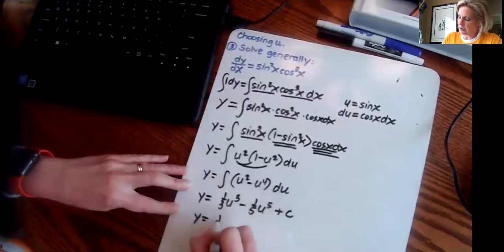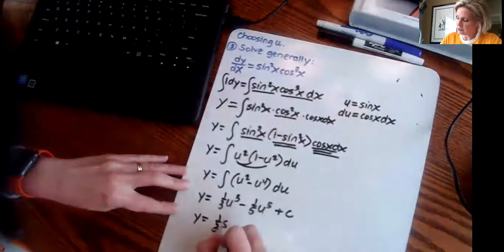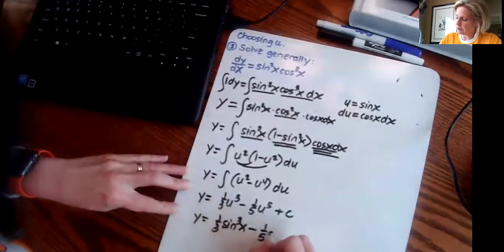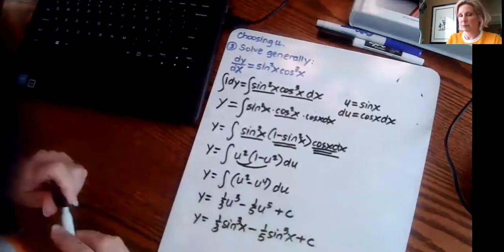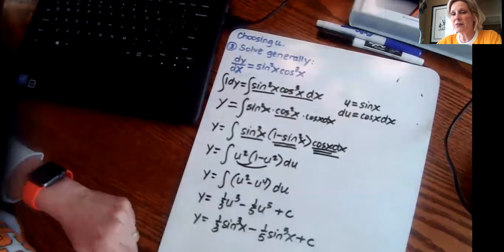So the only thing left to do now is to say u is sine x, so 1/3 sine cubed x minus 1/5 sine to the fifth x plus c. And there you go. That's it for this video.